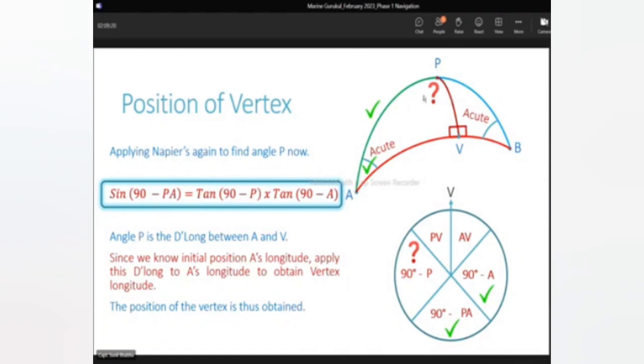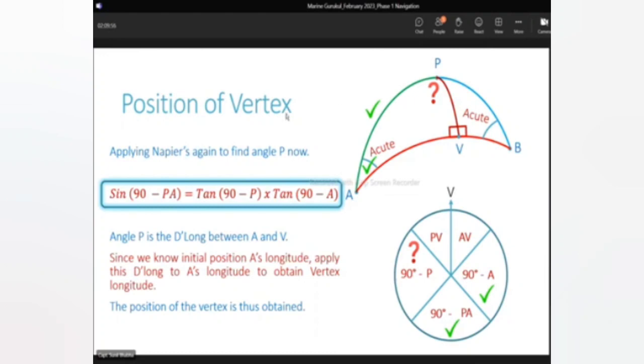Right. This angle P is the d long between alpha and Victor. Apply it to the longitude of A, right? And you get the longitude of the vertex. Clear, beta? Yes, sir. Okay, sir. Thank you, sir. Very good, beta.